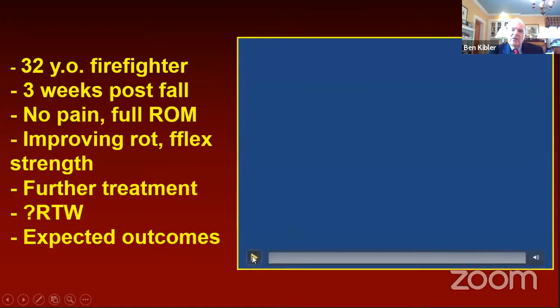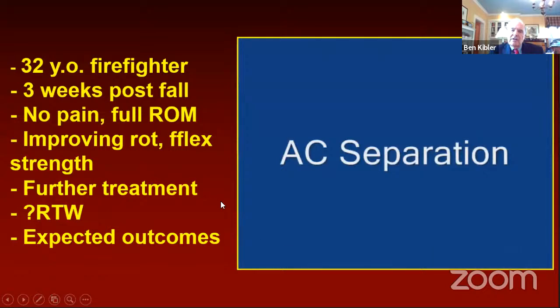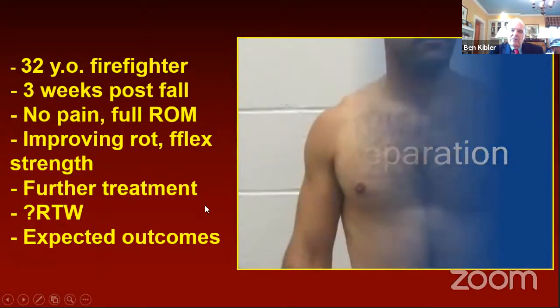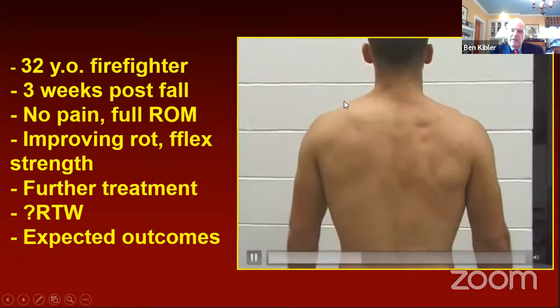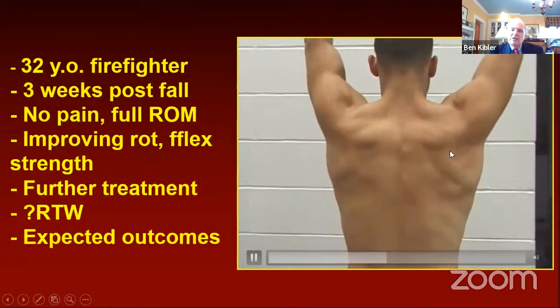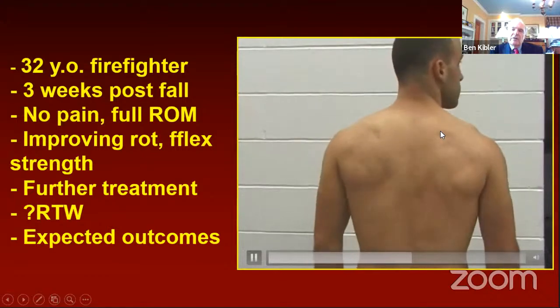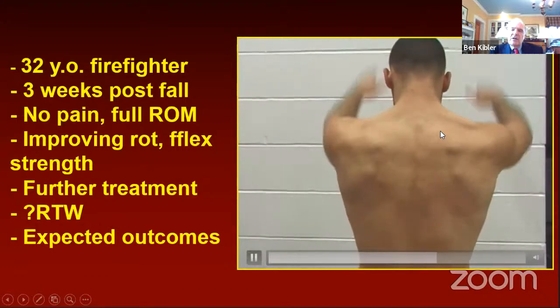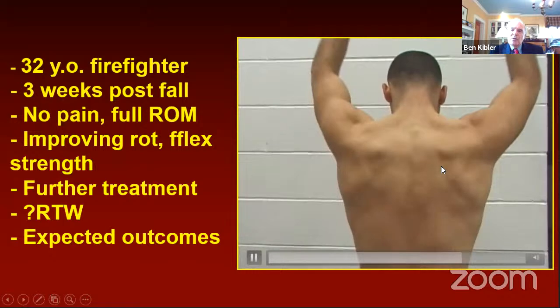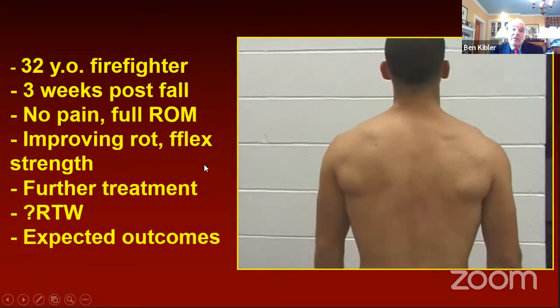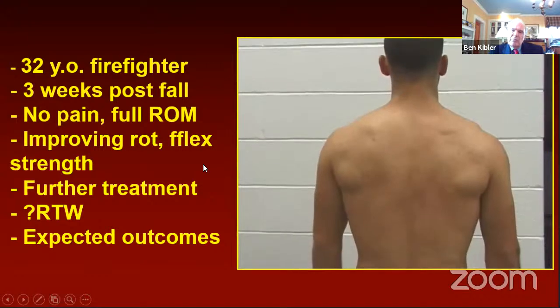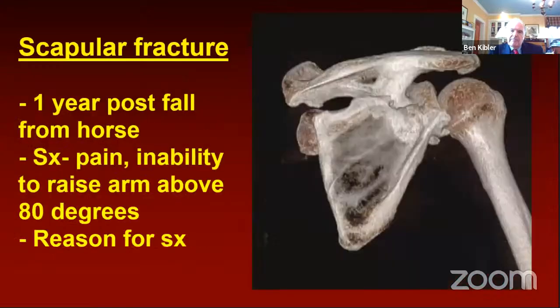Now, this is another individual with an AC separation. This is a firefighter. You see the obvious drop off. He's obviously got this injury. But now look at his scapula. His scapula is normal. He still probably has a conoid ligament. So in this situation, this person does not need surgery. He needs rehabilitation, and then he did well with that. The first individual would be benefited by surgery to correct the scapular problem.